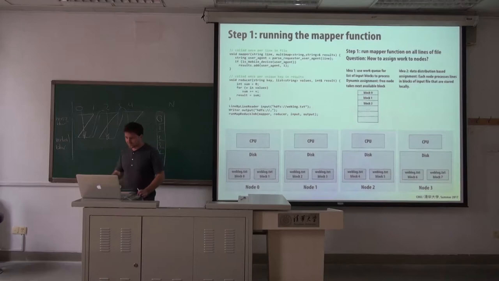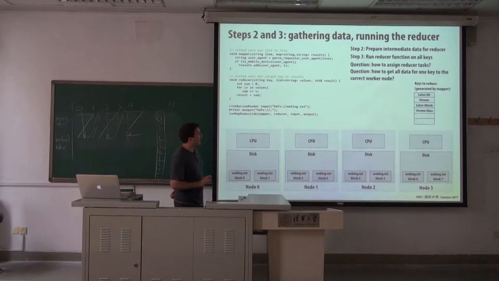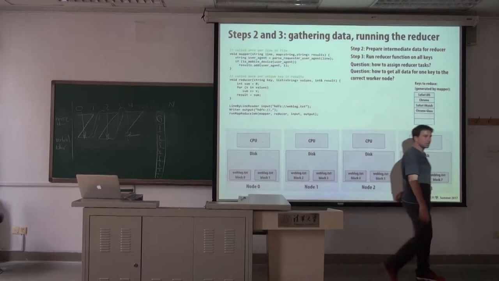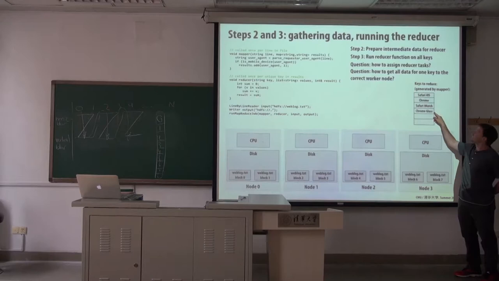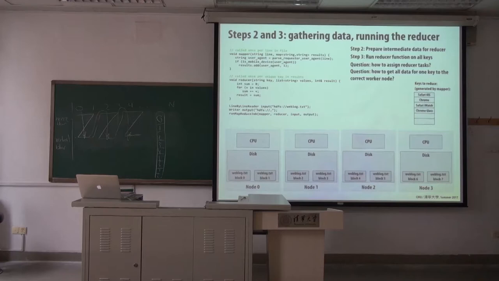Okay, so let's say that we ran the mapper function on all the lines of the file. And let's say that in this big file of all the people visiting my website, there are 4 unique browsers. There's Safari, there's Chrome, there's iWatch, and there's Google Glass. So 4 unique browsers. That means that we have to run the reducer function on each of these. Okay? That's what the rules of the game are.